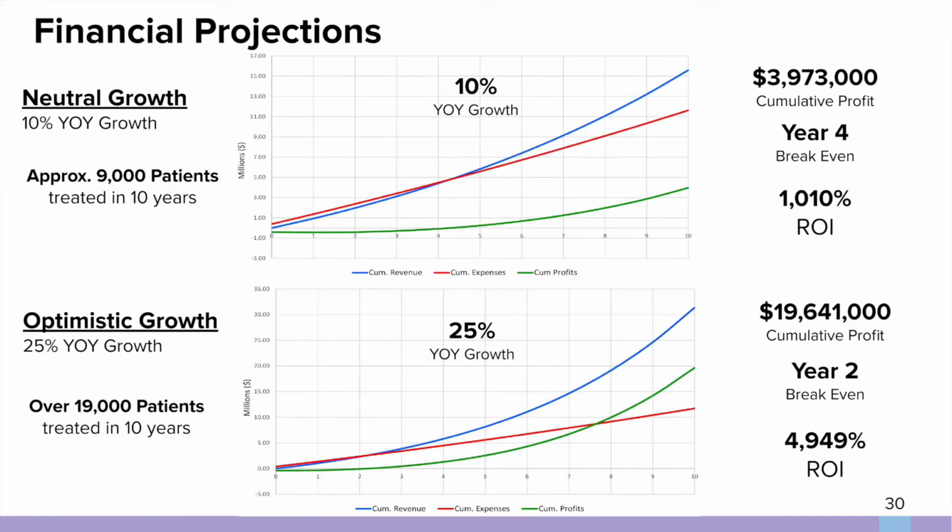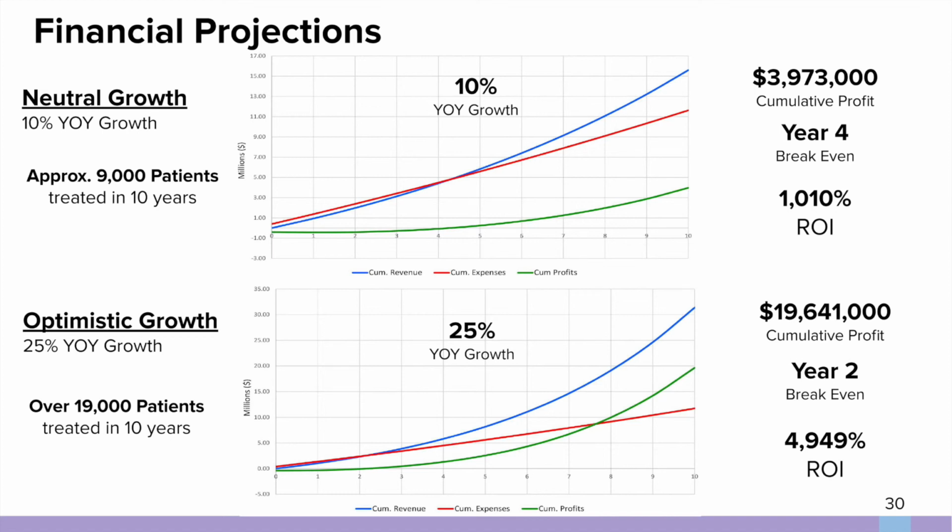Based on the business model, financial projections for 2 scenarios were calculated. First, a neutral year-on-year growth rate of 10% shows that the business will break even in year 4 with an ROI of a little over 1,000% at the end of year 10. The optimistic year-on-year growth rate of 25% shows that the business will break even in year 2 with an ROI of almost 5,000% at the end of year 10.